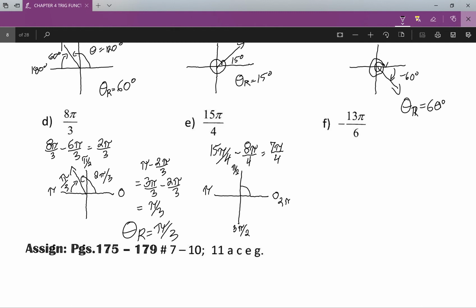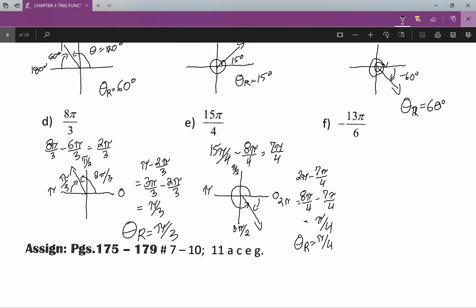We know that it's going to read somewhere up right there with that 7 pi by 4. So now, to find out what that little piece right there is, I'm just going to go 2 pi minus 7 pi by 4, or 8 pi by 4 minus the 7 pi by 4. And that leaves me with pi by 4. So that means my reference angle, or my theta r, is just going to be equal to pi by 4.